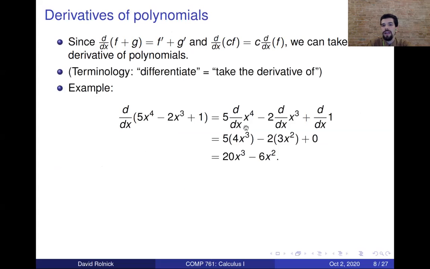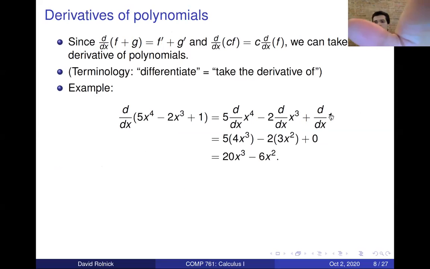So plugging in n equals 4, we're going to have 4x cubed, and we're going to have 3x squared here, likewise for x cubed. And then for 1, what's the derivative of just 1?